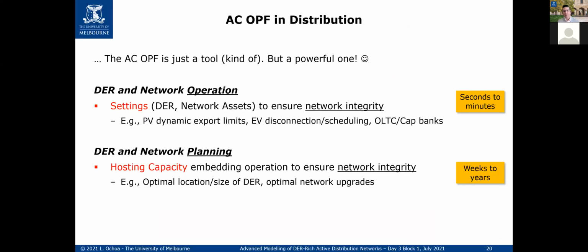So what is the role of OPF in distribution? Now, for me, the ACOPF, all right, is just a tool. Okay, it's not a tool per se, it's a formulation of a problem, but it's a very powerful one, all right? Now, we can use it for operation purposes, or we can use it for planning purposes. Now that you understand a little bit the challenges of distributed resources and the potential control opportunities, at a high level, we can think of two streams of work with the OPF.